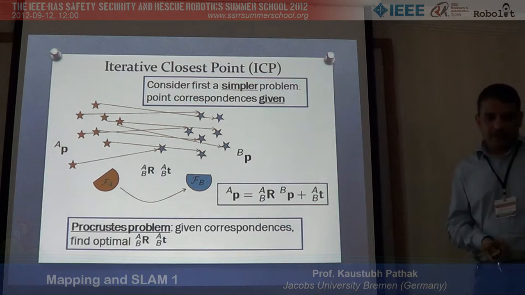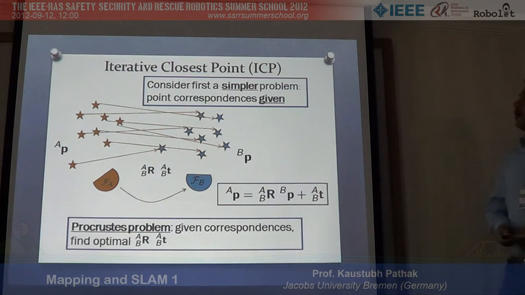So now we skip to the iterative closest point algorithm. Here the idea is to align one point cloud with another as closely as possible. Let us first consider a simple problem where somebody gave you which point corresponds to which point. So all these correspondences are given. And the ideal equation is this, which you all know. The Procrustes problem for given correspondences is that you have to find the best rotation and best translation corresponding to these given correspondences.